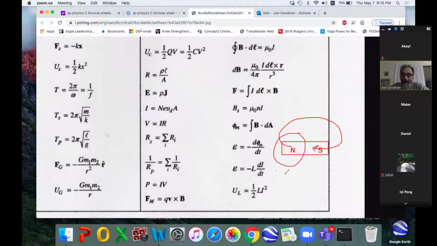You can't have a magnetic monopole. So how does that work? If I break the magnet up into two parts, I automatically get a South Pole here. I automatically get a North Pole here. So you can't separate these poles. That's what that means.